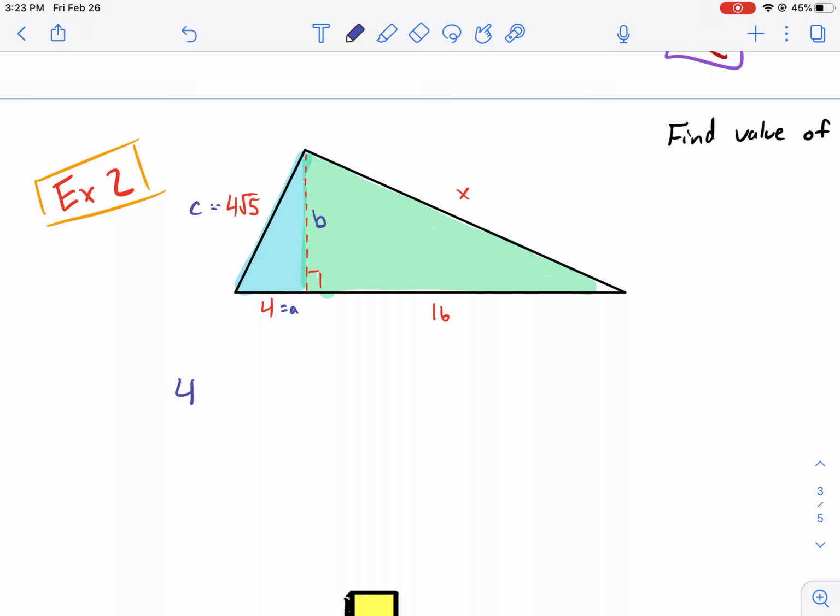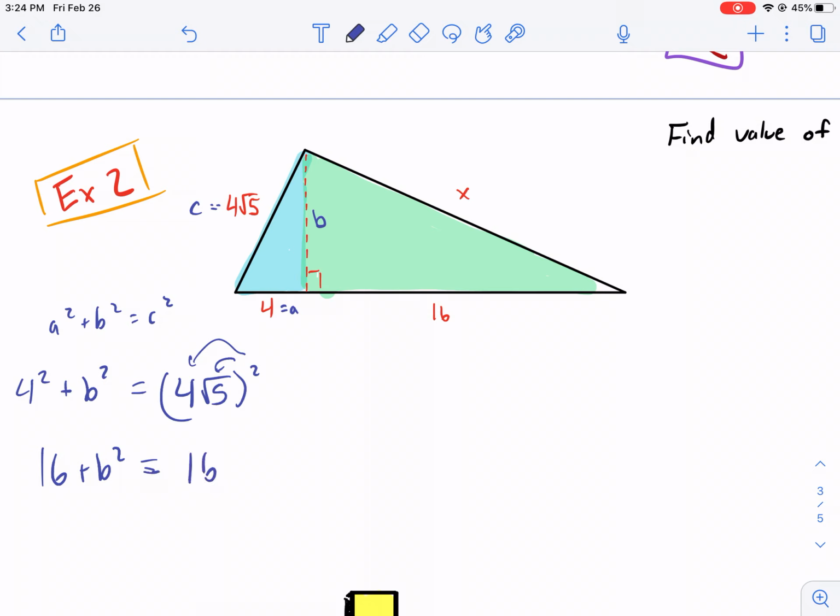We have C squared, that's that squared, equals A squared, 4 squared, plus B squared. That was A squared plus B squared equals C squared, as a reference. So we have 16 plus B squared. We're going to leave B squared alone for now. When we square, we have to square the 4 and we have to square the square root of 5. That gives us 16 times 5. The square root of 5 squared equals 5, just as a reference. So 16 times 5 gives us 80. So we have 80 equals B squared plus 16.